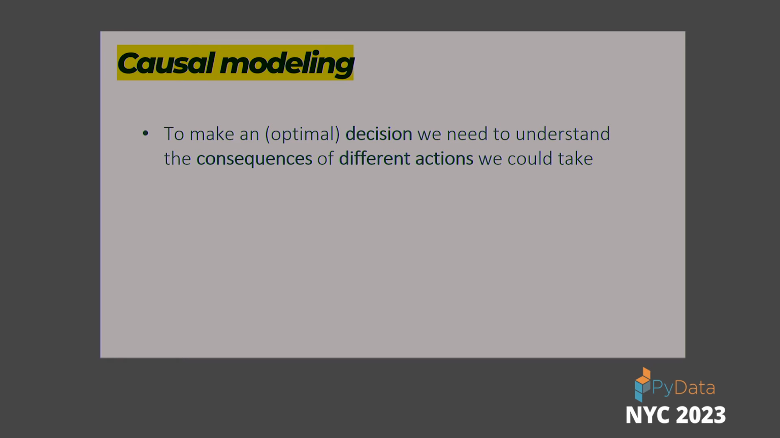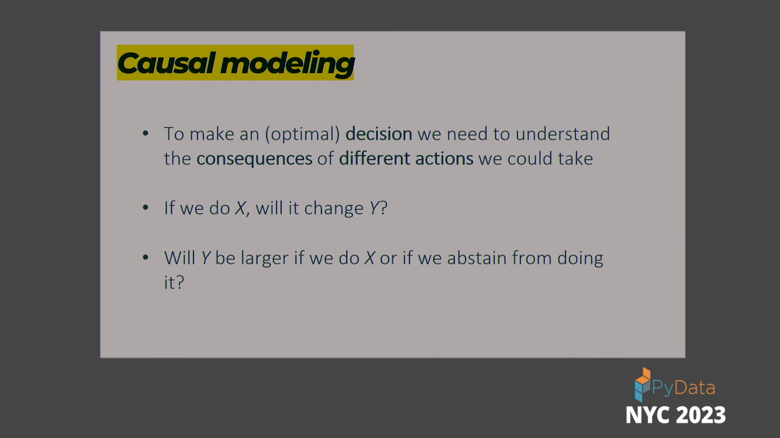So traditional associative machine learning cannot help us answer those questions. In particular, those questions might have a form like this. If we do X, will it change Y? Or will Y be larger if we do X, or if we abstain from doing it? And you might think that there's a problem with this. What do you think could be a problem with all of this? Trying to answer those questions.